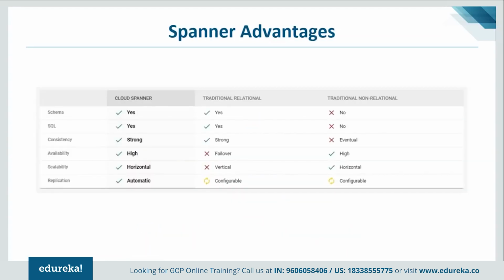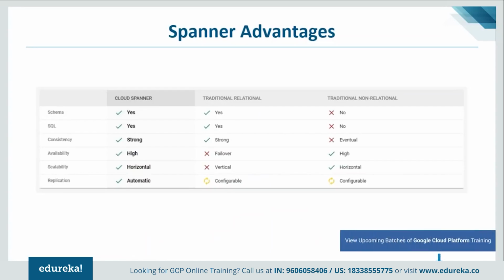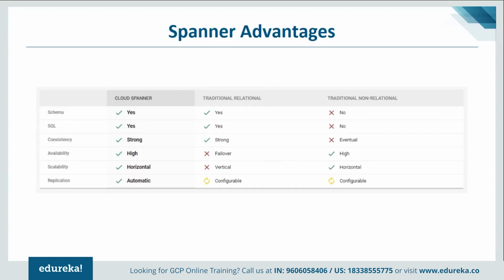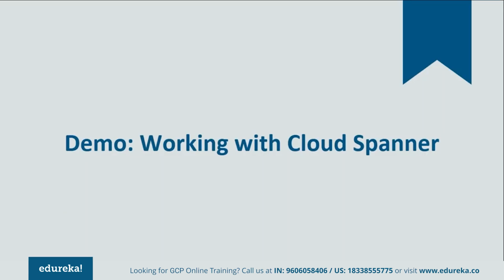Now, as you can see here, Spanner gives certain advantages over traditional relational databases as well as traditional non-relational databases. In the traditional relational, we cannot have high availability as well as scalability. And in traditional non-relational, we cannot have a particular schema and we do not use SQL. But in Cloud Spanner, we have the benefits of both the traditional relational and the traditional non-relational. Now let's go ahead and work with Google Cloud Spanner.